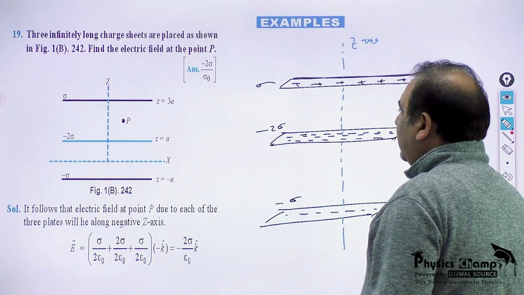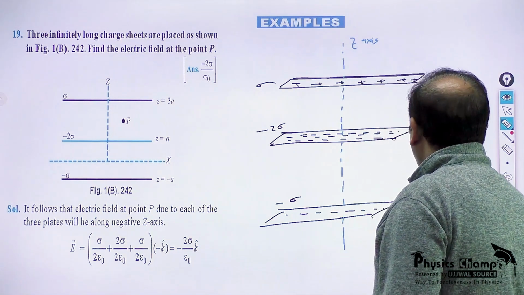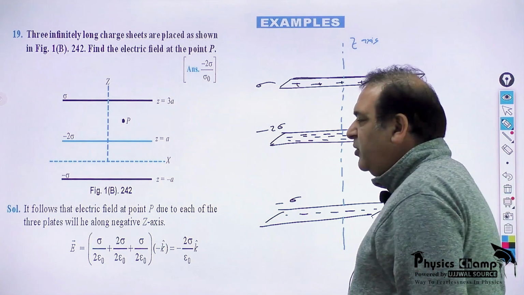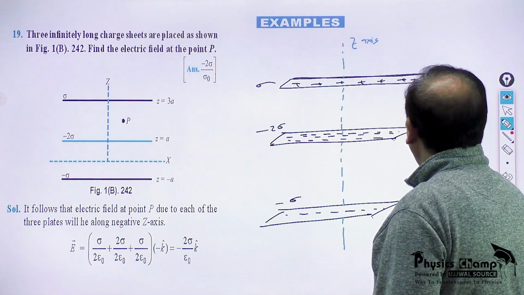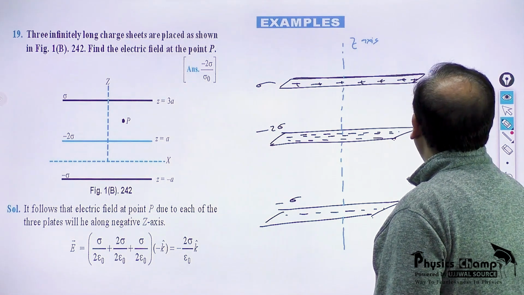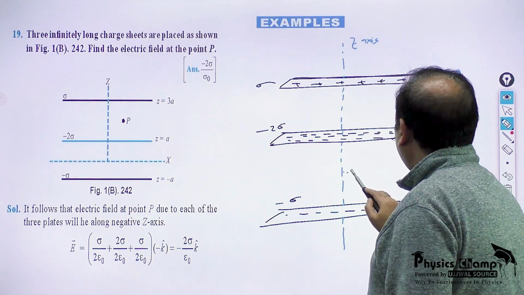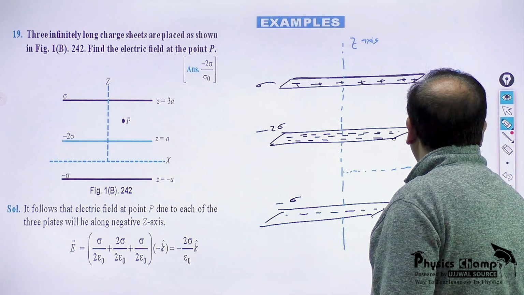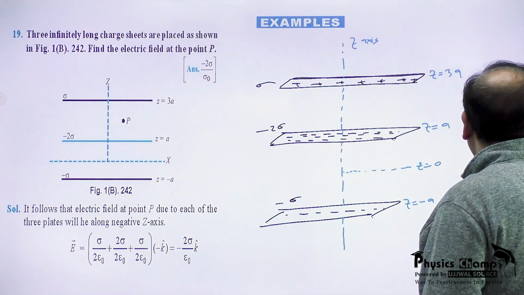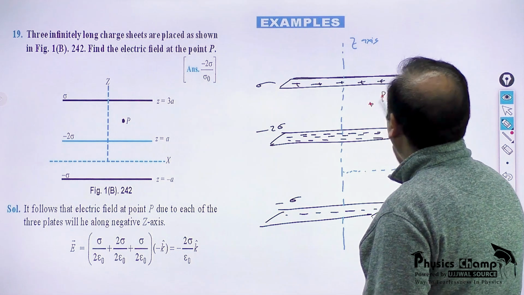The coordinates here are z is equal to minus a. Position doesn't matter. Here the coordinate is z is equal to plus a. Here the coordinate is z is equal to 3a. It means somewhere here is z is equal to 0. Now the point is, what will be the electric field intensity at a point P here?